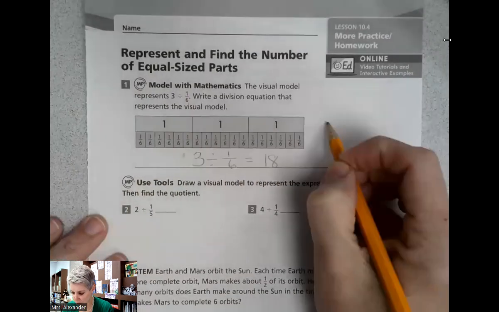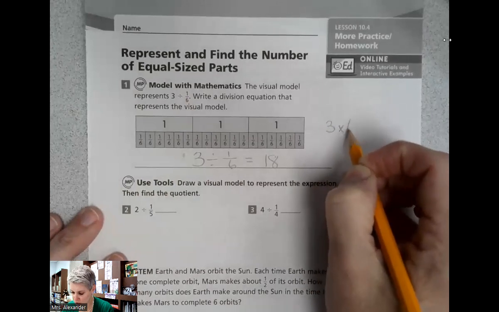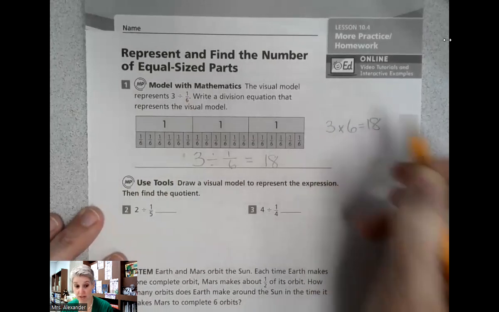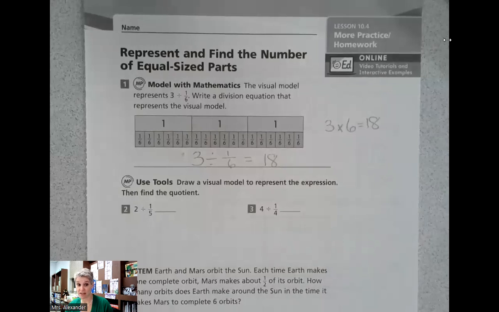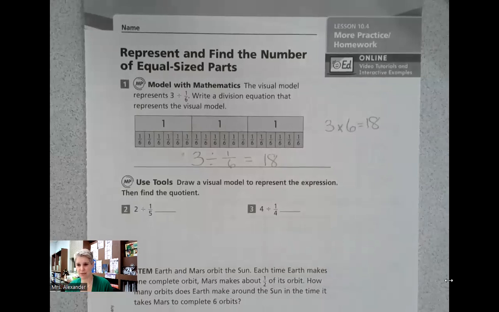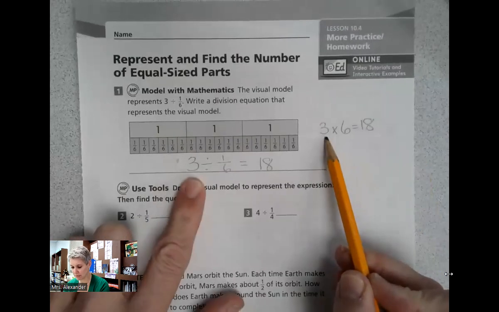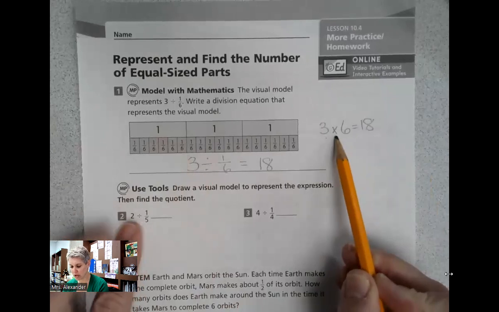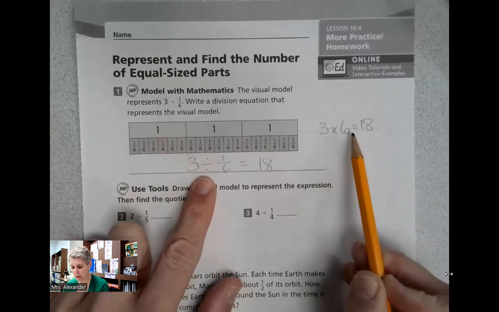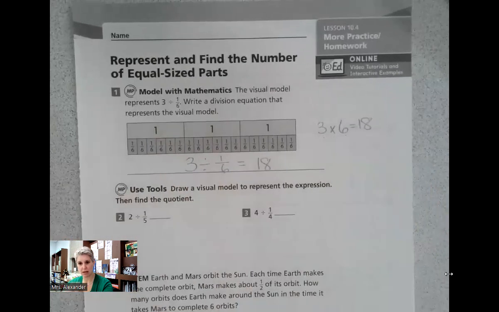And you can check, you can do our keep, change, flip. Everybody's going to know how we're dividing fractions. So you can also do that to double check yourself. We did a keep for our whole number. We changed dividing to multiplying. When I flip 1/6, it becomes the reciprocal, 6 over 1. It's a whole number, so we're going to just put a 6.